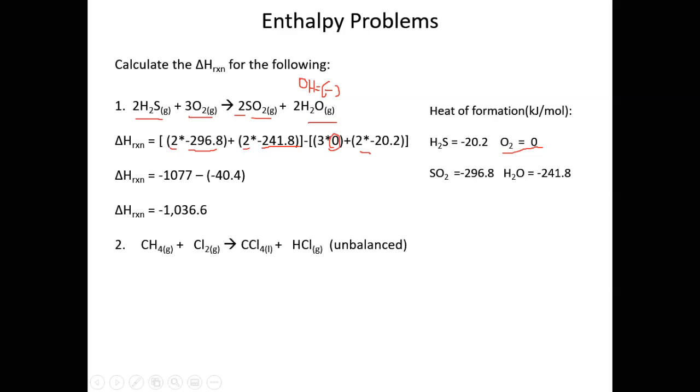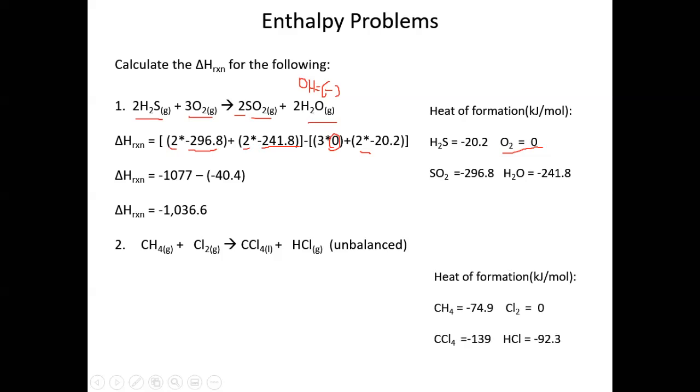Next up, we have a reaction involving methane and chlorine, gives us carbon tetrachloride, HCl. It's unbalanced. So the first thing you need to do is balance it. And also, in the meantime, you need to look up the heats of formations of your reactants and products. Notably, Cl2 gas is a stable form of chlorine, so it has a heat of formation of 0. Again, you get these heats of formations from the appendix or a table in the book. If it's a problem, typically they give you the heats of formation.